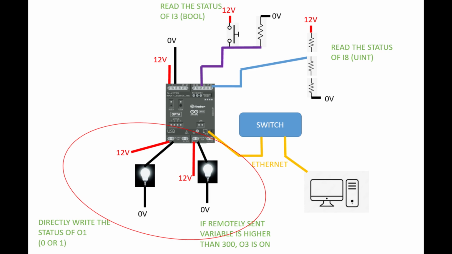And finally, we will actuate a light bulb indirectly by sending an analog value and performing an operation, and depending on the result of this operation with an analog value, we will either turn on or off this light bulb.